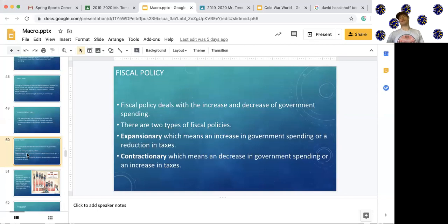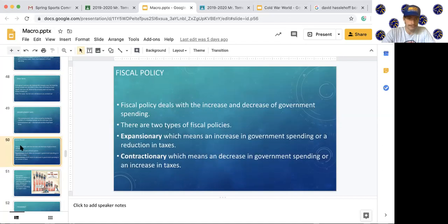So we're in slide 50. We're talking about fiscal policy, and we're going to talk about what that means first and foremost. So fiscal policy deals with the increase and decrease in government spending. The fiscal policy is how the United States government is going to create and determine its budget. How are they going to tax people? How are they going to tax businesses? What other economic measures are they going to take to help support the American citizens and the general well-being?